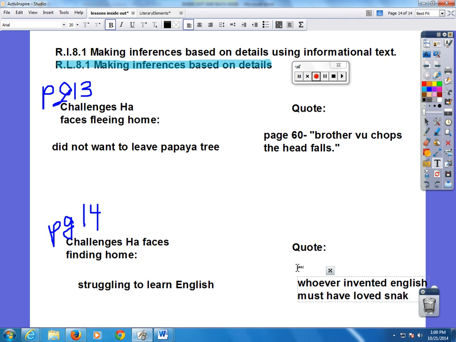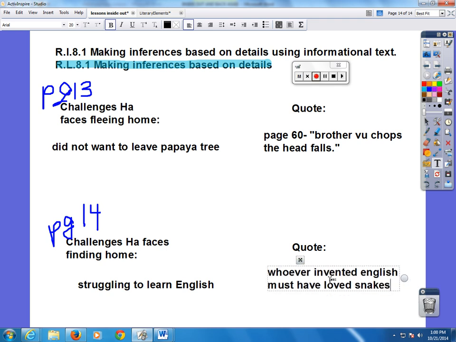Okay, so you're going to go ahead and you notice how there's two boxes for each page. You're going to find another challenge and then a quote. I know on page 14 it's the wrong graphic organizer, so just ignore the directions and put on there challenges Ha faces while finding home. So by fleeing we mean when she's leaving. By finding we mean when she's settling in America.